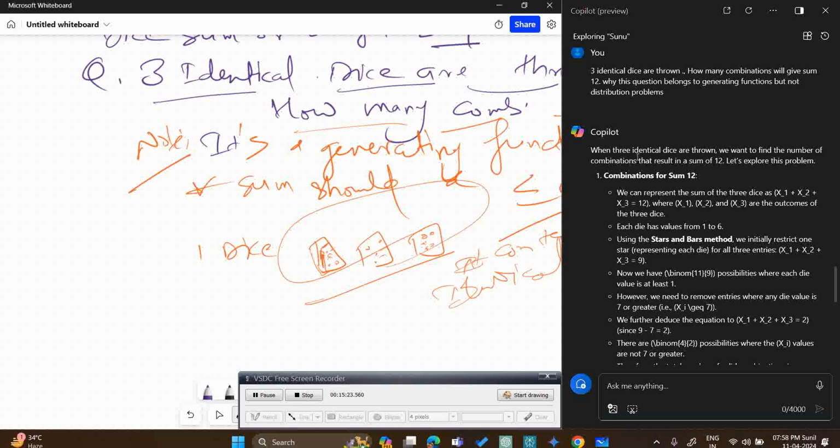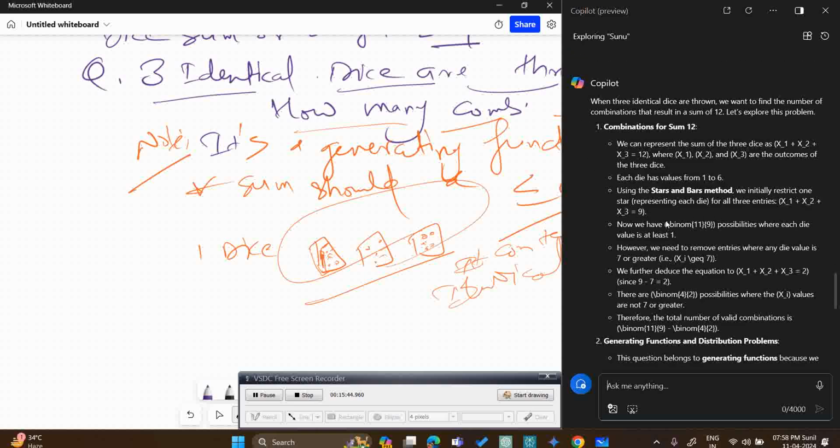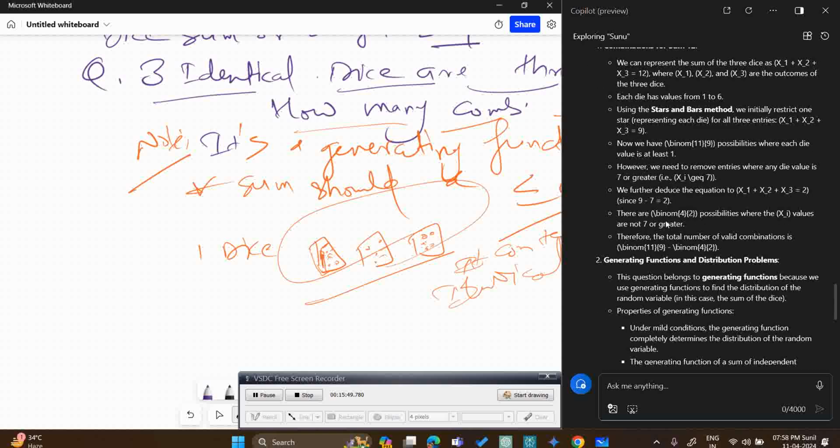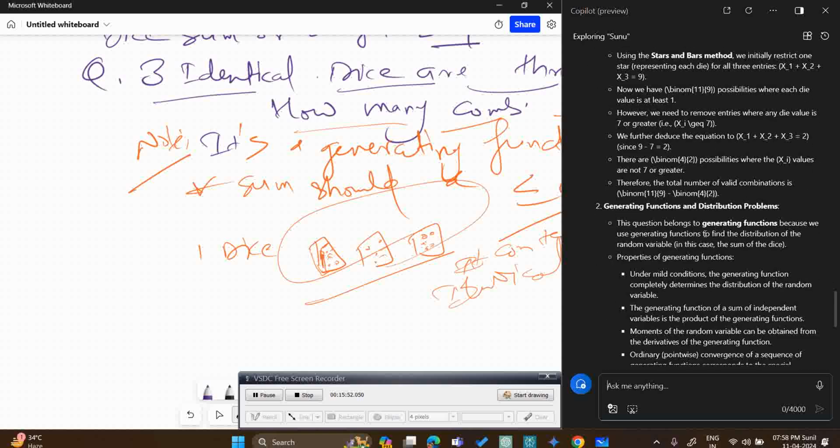Now we have the stars and bars method. Now we have binomial(11, 9) possibilities where each die value is at least 1. However, we need to remove entries where any die value is 7 or greater. We further reduce the equation x1 + x2 + x3 to equal 2, since 9 minus 7 is equal to 2. Generating function and distribution problem. This question belongs to generating functions because we use the generating function to find the distribution of the random variable.